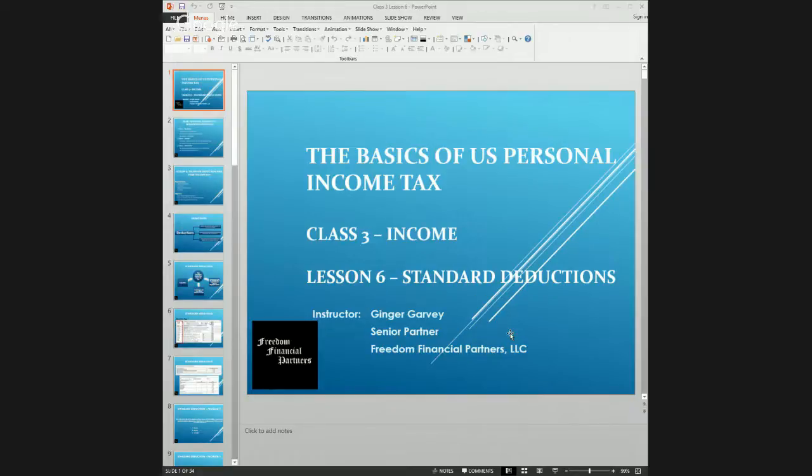For most taxpayers, the exemption amount is determined by multiplying 3,950 by the number of exemptions entered onto line 6d, and the total amount would go on to line 42. Your taxable income is actually equal to your adjusted gross income minus your standard or your itemized deductions, minus your exemptions.